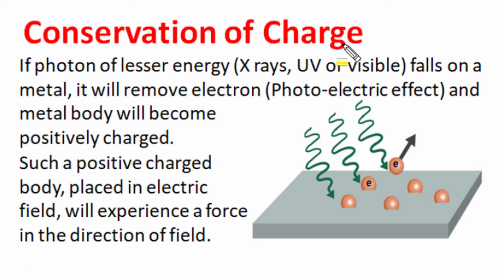Another example of charge conservation is the photoelectric effect. If a photon of less than pair production energy, such as X-rays, ultraviolet or visible light, falls on a metal body, the photon energy is used to remove electrons from the metal surface if the photon energy is more than the work function. In this photoelectric process, when electrons are removed from the metal body, this metal body becomes positively charged, and if we place this body in an electric field, we find that it experiences a force in the direction of the electric field, like a positively charged body.